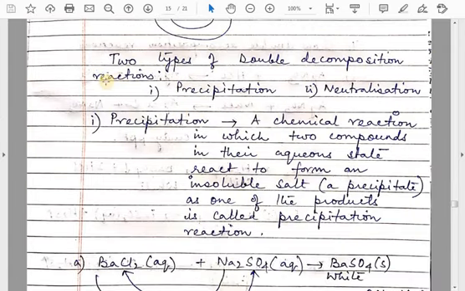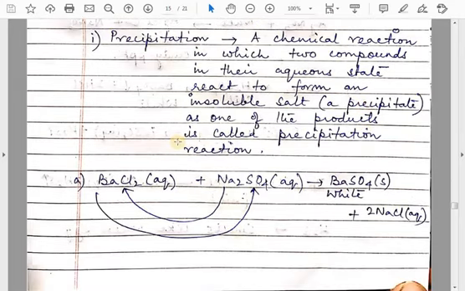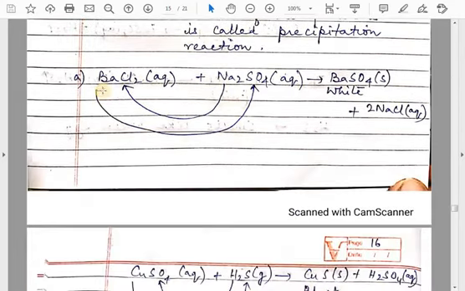Two types of double decomposition reactions are there. One is precipitation, another is neutralization. What is precipitation? A chemical reaction in which two compounds in their aqueous state react to form an insoluble salt, which is called a precipitate, as one of the products. Example, barium chloride reacts with sodium sulfate, gives you the precipitate of white barium sulfate and sodium chloride. I have shown how this reaction is taking place, the interchange of the radicals.